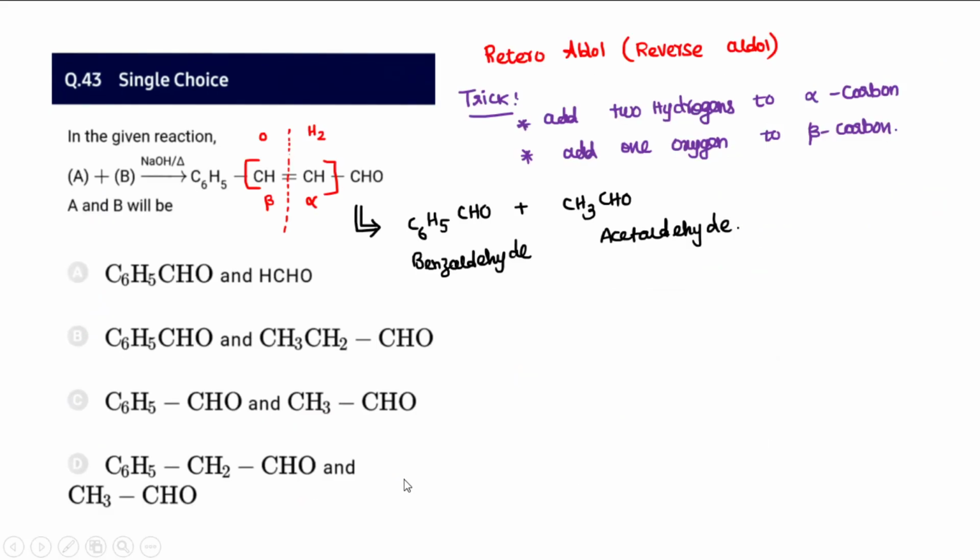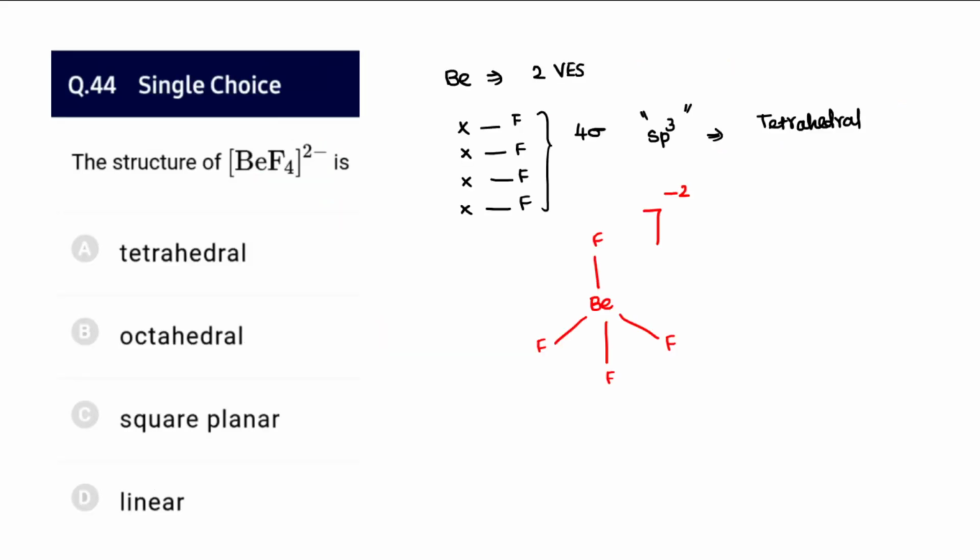43, in a given reaction, aldol reaction, this is the second aldol reaction we see in the same question paper. So retro-aldol, reverse aldol, is what we call a retro-aldol. A simple trick to identify the product: find the alpha beta unsaturated. Alpha in the sense the CHO attached carbon, this carbon is the alpha carbon. So always add 2 hydrogens to the alpha carbon and then add 1 oxygen to the beta carbon to get back the initial reactant. So when you apply that concept, you get benzaldehyde and acetaldehyde as the product.